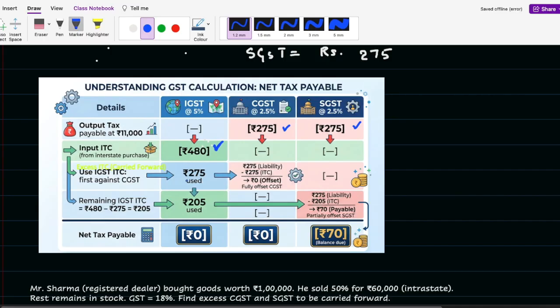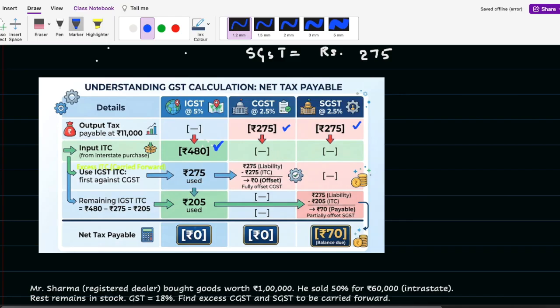So what will he do? First he will utilize it for the central GST, that is how much central he has received, 275. So 275 he will use for the offset, total 275. Now for SGST also he has 275 GST, but he has only 205 remaining from his credit. So after removing this 275, this 205 he will pay towards the SGST credit.